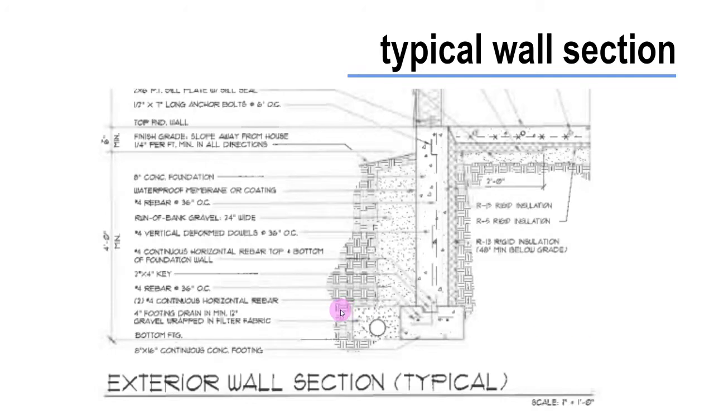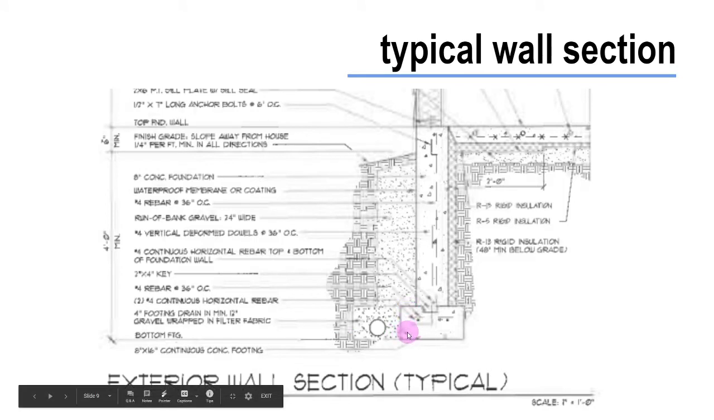And so I know it's a little bit blurry on this one just because I just zoomed in on it, but we can then see this is that same wall section from the last slide, but just zoomed in towards the foundation. So we can see then that the footing is an 8-inch by 16-inch footing.